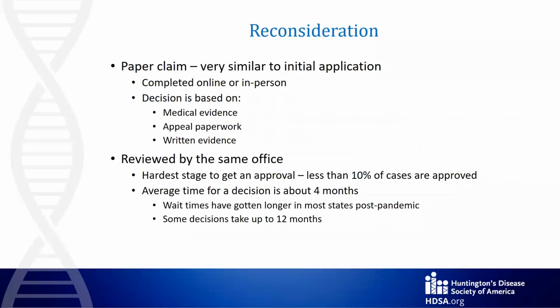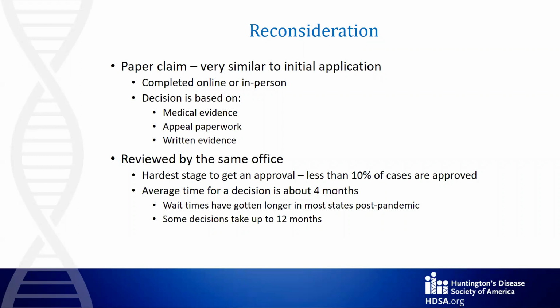So the first stage of the appeal process is reconsideration. So they're reconsidering your claim. And this is a paper claim, and it's very similar to the initial application. You complete an appeal, it's either online or in person, and the decision is based on your medical evidence, your appeal paperwork, and your written evidence. So when I say paper claim, it means Social Security is not going to see you. Everything is based on pieces of paper you submit to Social Security.